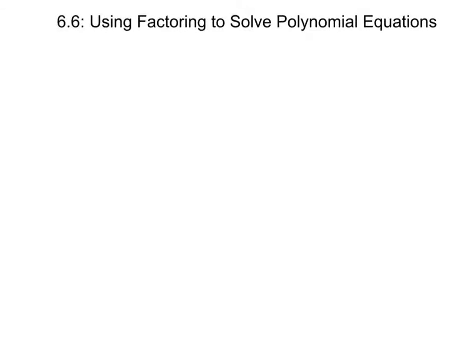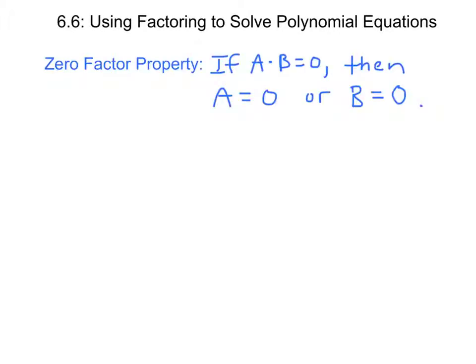Now that we've learned several different ways of factoring polynomials, we'd like to learn how to apply this to be able to solve polynomial equations. Solving polynomial equations is based on something called the zero factor property, which says that if you have a product, meaning a multiplication, of an a times a b, and that's equal to 0, then either a has to be equal to 0 or b has to be equal to 0.